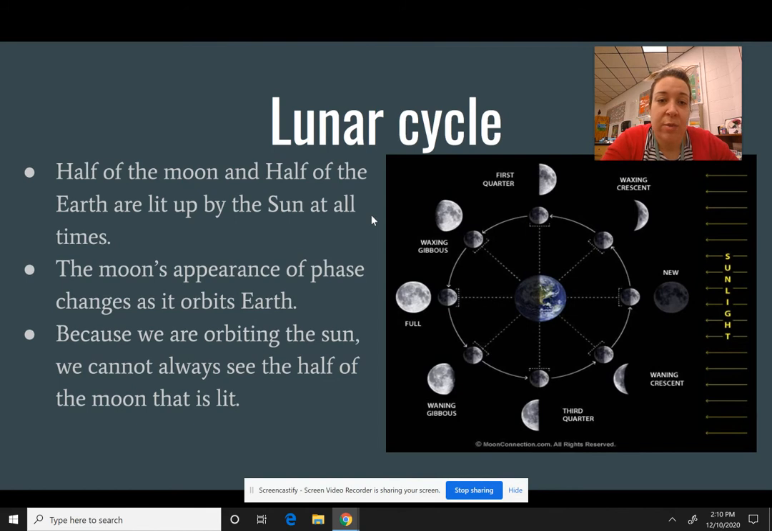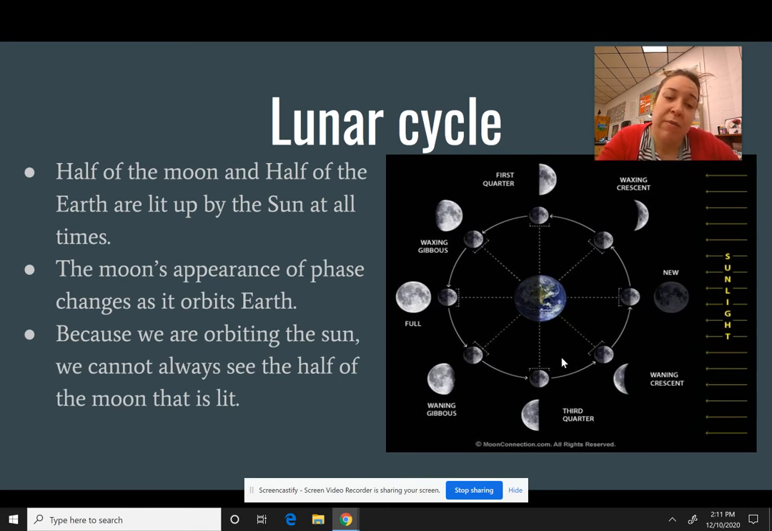Okay, so next we have lunar cycle, and our lunar cycle just basically describes the process of the moon phases. So half of the moon and half of the earth are lit up by the sun at all times. And this is just based on where they are. So that's just how it is all the time. And we'll put this in our interactive notebook too. So hopefully that will make it a little bit more clear.